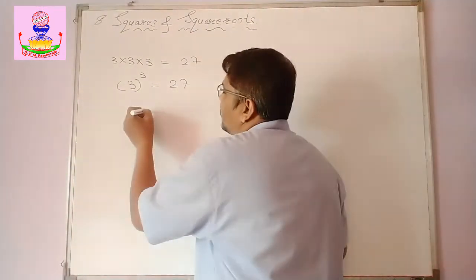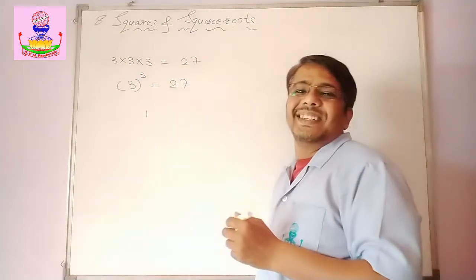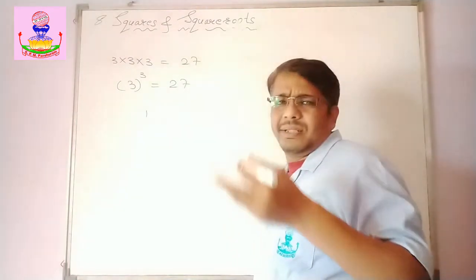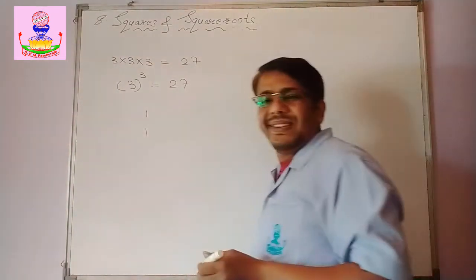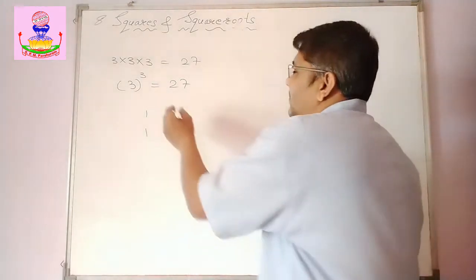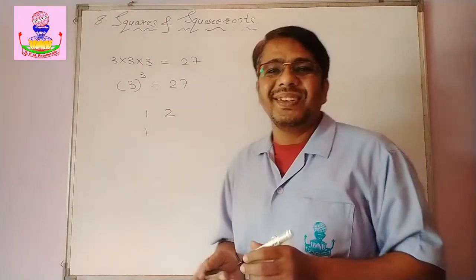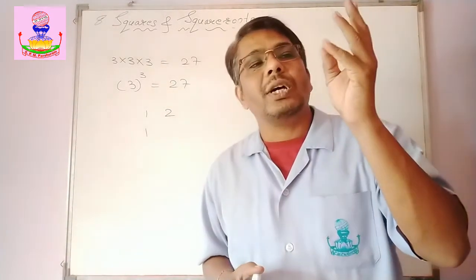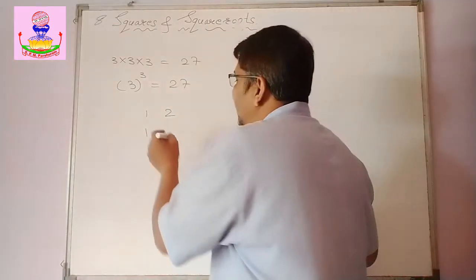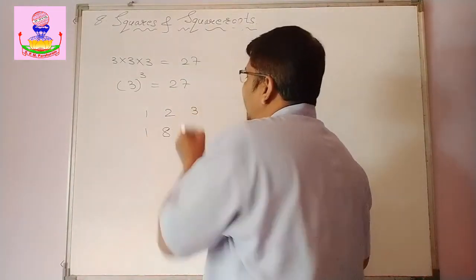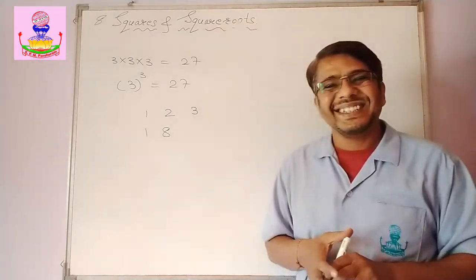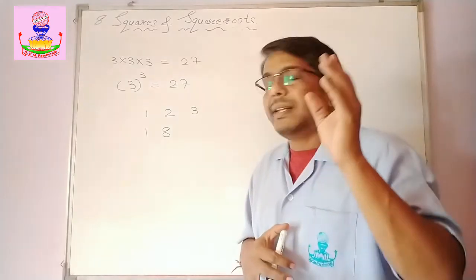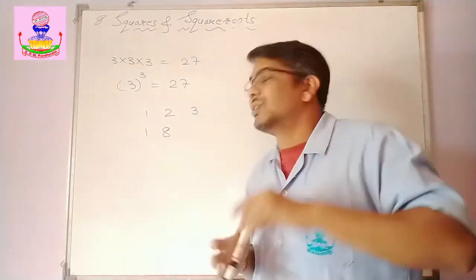If 1 is there in the units place of a number, then in the cube of that number, what will be there? 1 into 1 into 1. So of course 1. Okay. If 2 is there in the units place of a number, what will be there in the units place of the cube of that number? 2 2s are 4, 4 2s are 8. So it will be 8. If 3 is there in the units place of a number, what will be there in the units place of the cube? 3 3s are 9, 9 3s are 27.